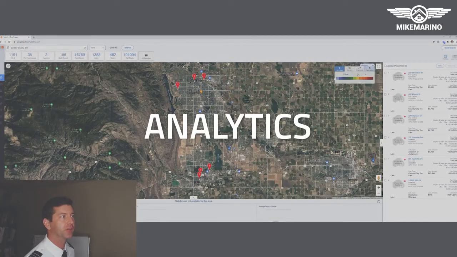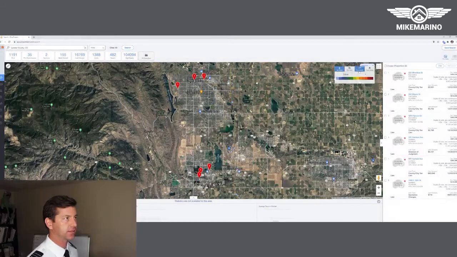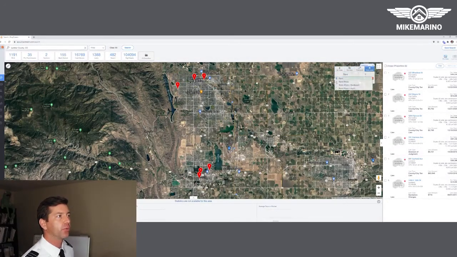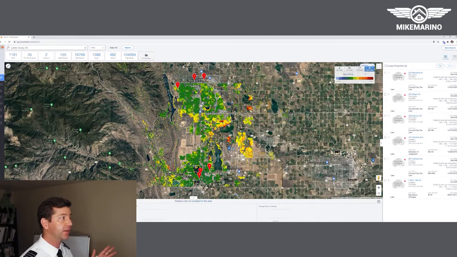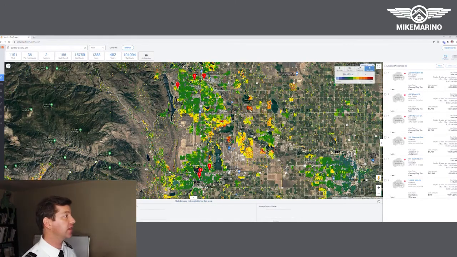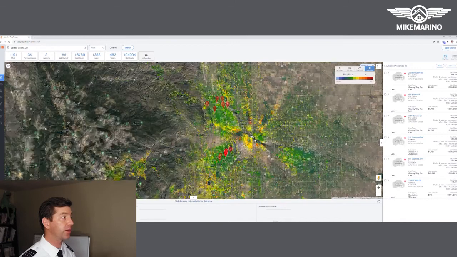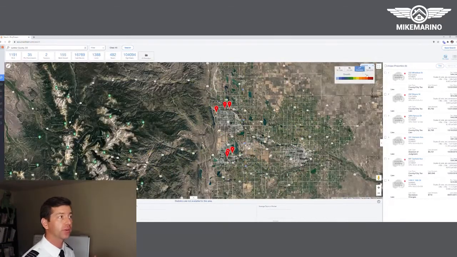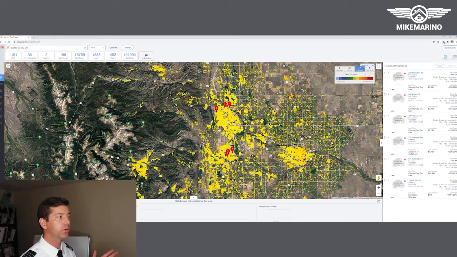Another powerful feature, analytics. I love this. Let's see rental values, rent price in the entire county. It is color-coded, so you can see where the rent is the highest. Obviously, highest is around the college, the downtown area, where it's the lowest, I can see in the mountains here. Very, very powerful from real-time data. Price growth, high growth in the past year, all color-coded.